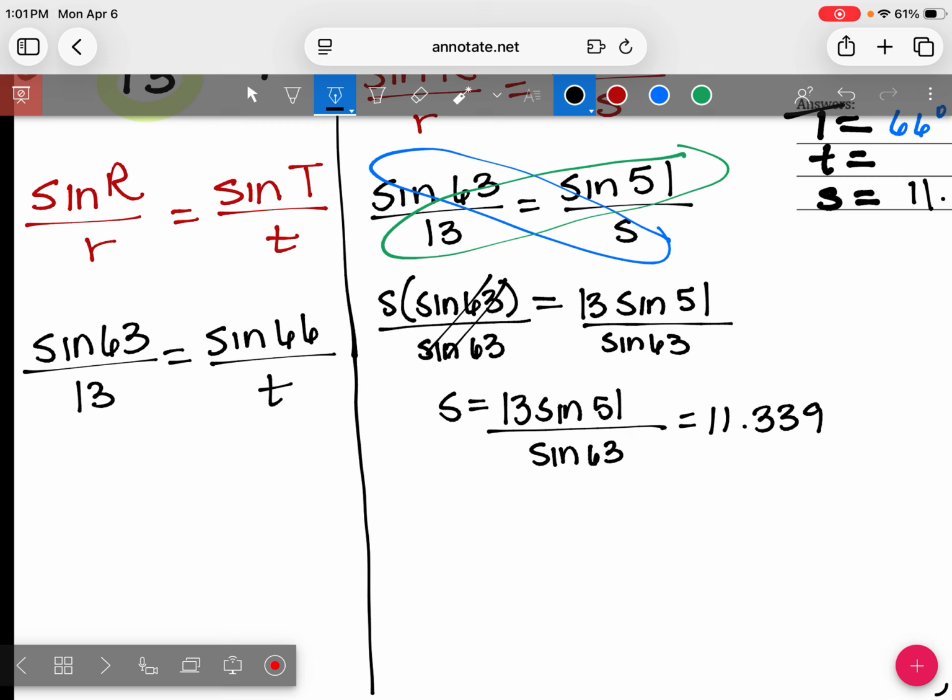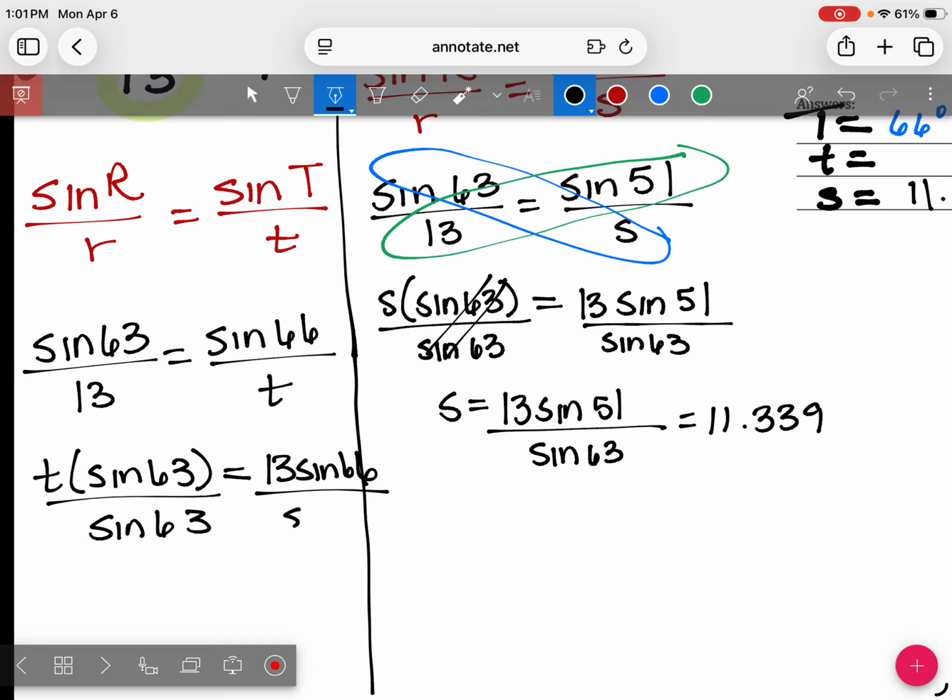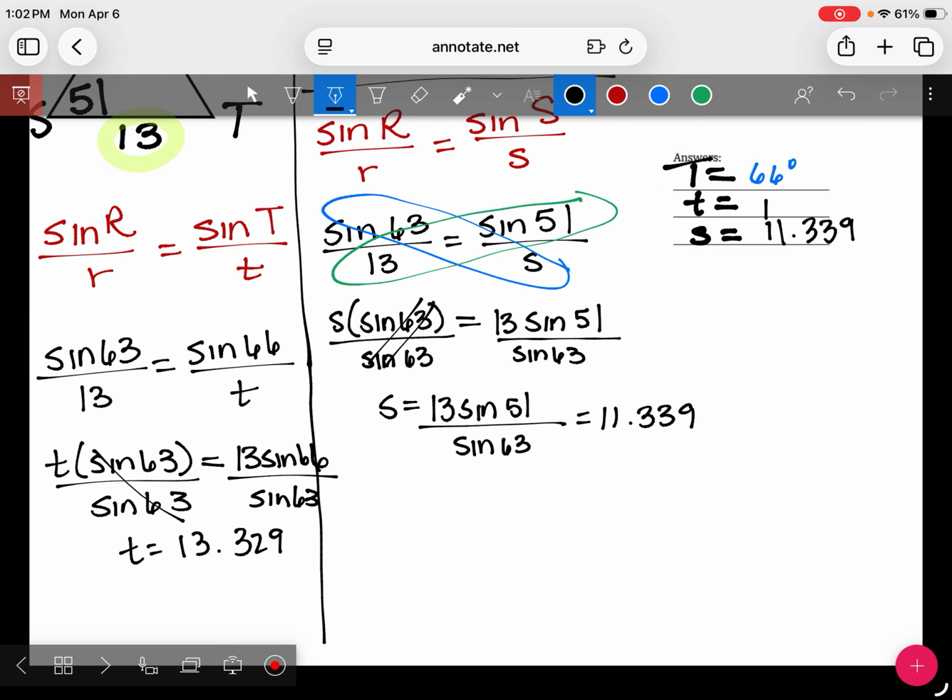So when I cross multiply, I have t sine 63 equals 13 sine 66. Divide both sides by the sine of 63. So 13 sine of 66 over the sine of 63. And I got 13.329. Anybody else get 13.329?